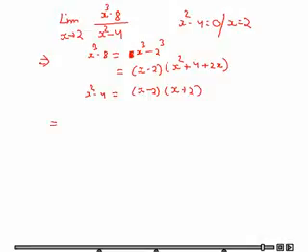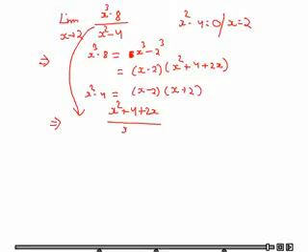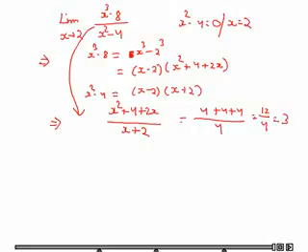So now the given function becomes equal to, where x minus 2 cancels, x square plus 4 plus 2x by x plus 2. Now in this function we can put x is equal to 2. This will become 4 plus 4 plus 4 by 4, which is equal to 12 by 4, which is equal to 3. So the limit in this case is equal to 3.